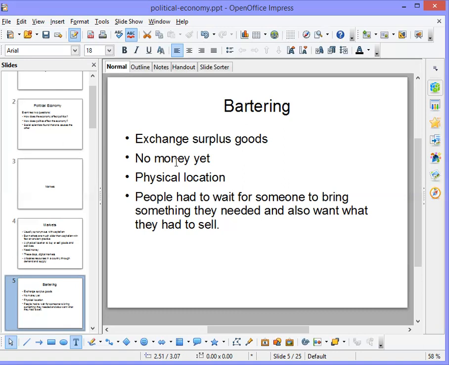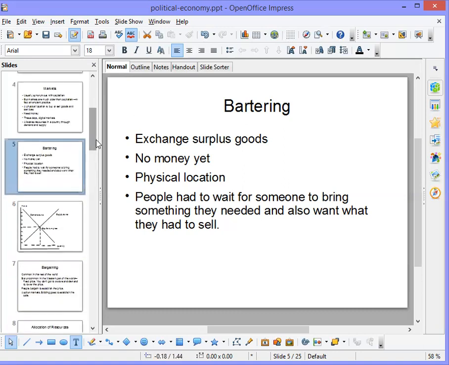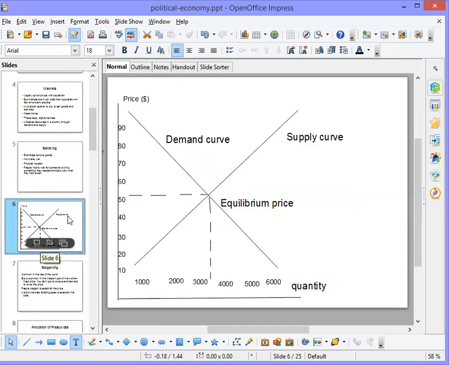So society comes up with money, and we'll talk about money in a bit, in another slide actually. So after money is determined, what is money? People can use that to go and buy things from each other, okay? So let's look at the demand and supply curve very fast.